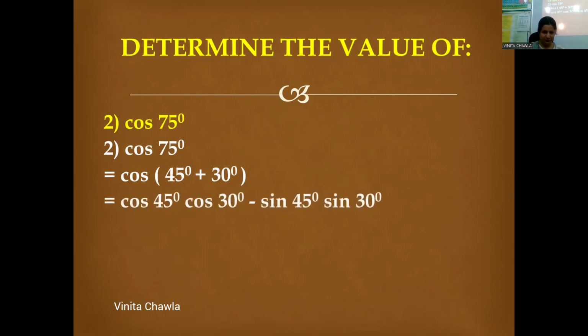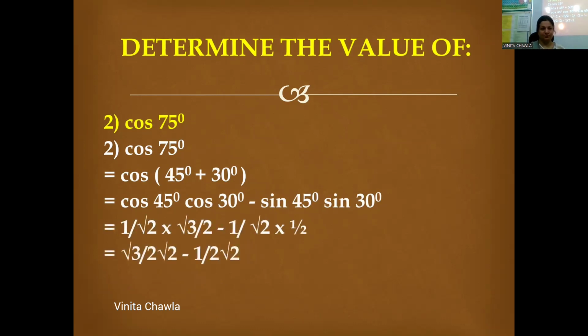Yes, it is cos a cos b minus sin a sin b. Again, you'll put the values here and you will get this answer. Root 3 minus 1 upon 2 root 2.